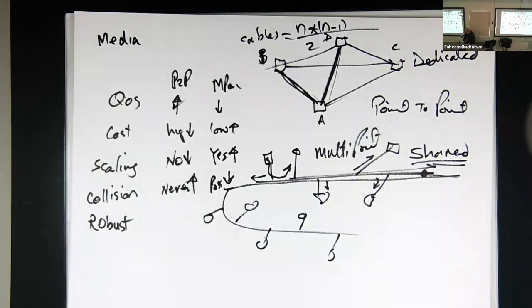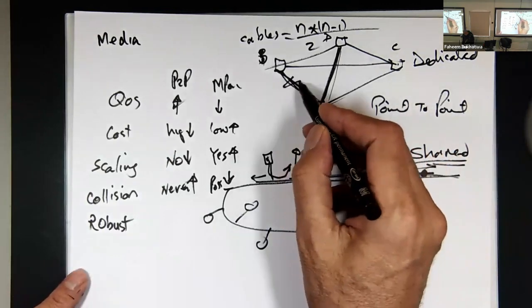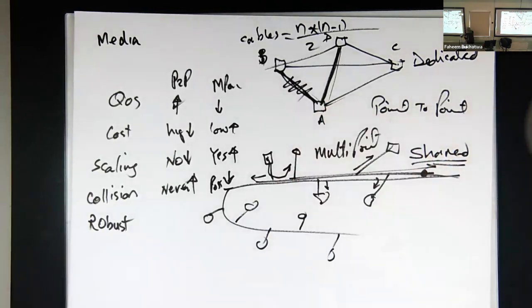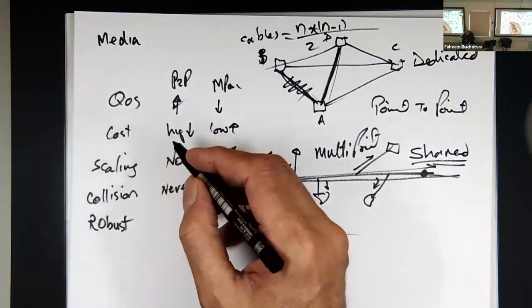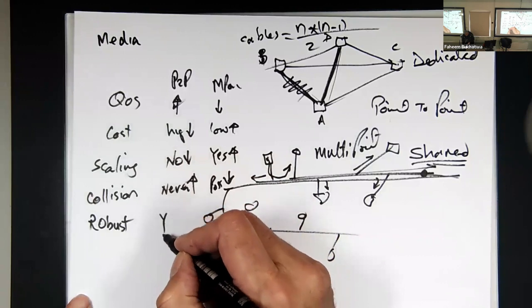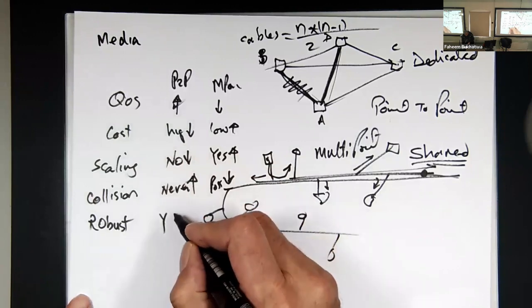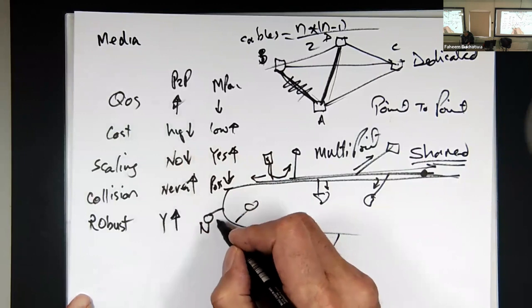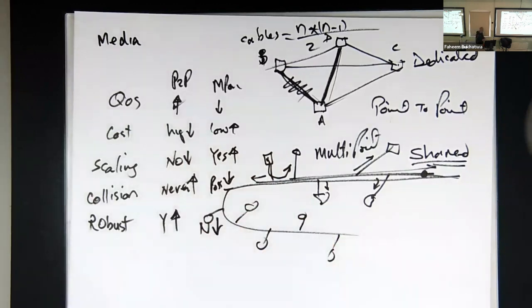It will not collapse. For example, if this link breaks, will communication stop on this network? No. The rest of them can all communicate. Only those two cannot communicate. While if this link breaks on the shared network, that's the link that everybody communicates through, and all communication stops. So again, P2P is yes, it's very robust, and this one is no. And yes, being robust is a big advantage, and no is a disadvantage.